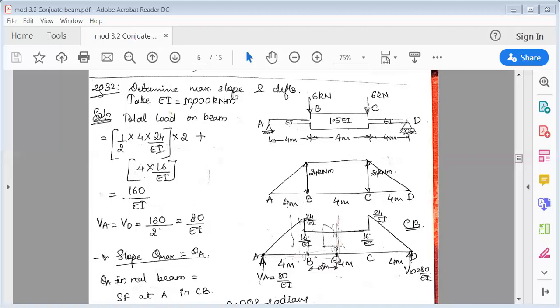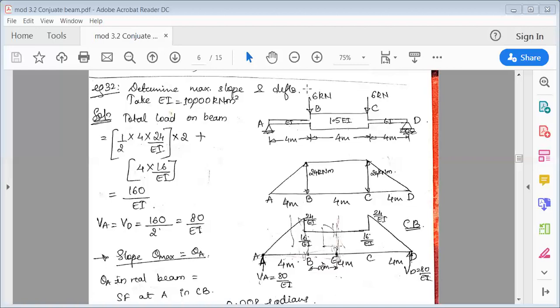Similarly, at C there is 6 kilonewton acting downward. To balance this 6 kilonewton, there is another reaction acting at D. So reaction at A is 6 kilonewton and reaction at D is 6 kilonewton. 6 kilonewton upward, 6 kilonewton upward, 6 kilonewton downward, and 6 kilonewton downward. Now the beam is said to be in equilibrium. After this, we'll draw the bending moment diagram.